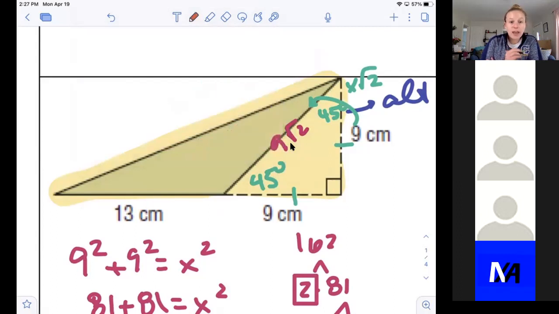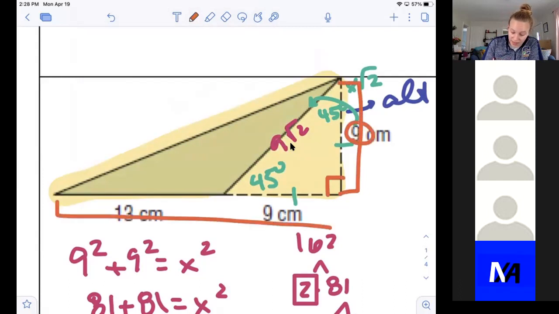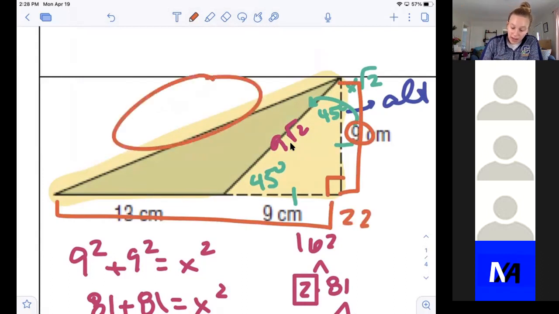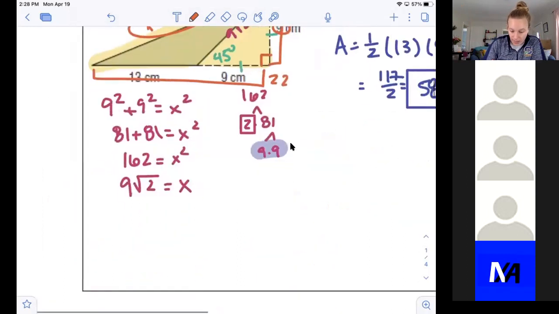So if we're not in pre-cal and we don't know how to find that missing side, we have to use the right angle. So I've got my right angle. I've got this whole side, which is 9 centimeters. We used that a minute ago. And this side is not 13 or 9, it's 13 plus 9, which is 22. So I've got 9, 22, and then we'll just call this x. If you hate using x twice, call it y. I don't care, whatever you want.